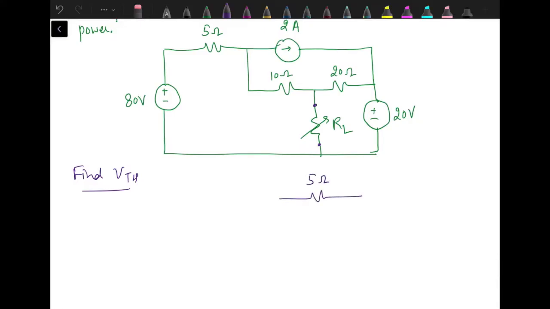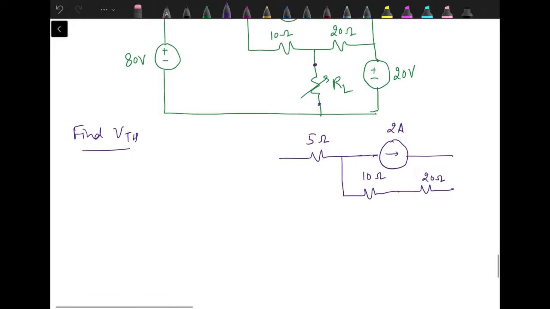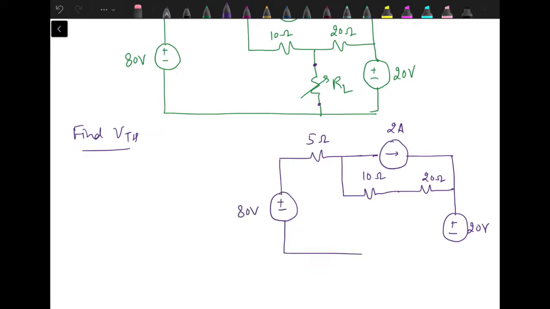So this 5 ohm resistance, 2 ampere source, 10 ohm resistance, then 20 ohm, they will remain as it is. 20 volt source over here. Here we have 80 volt source. And these are the load terminals where we need to find out VTH, for which I have assumed a polarity.